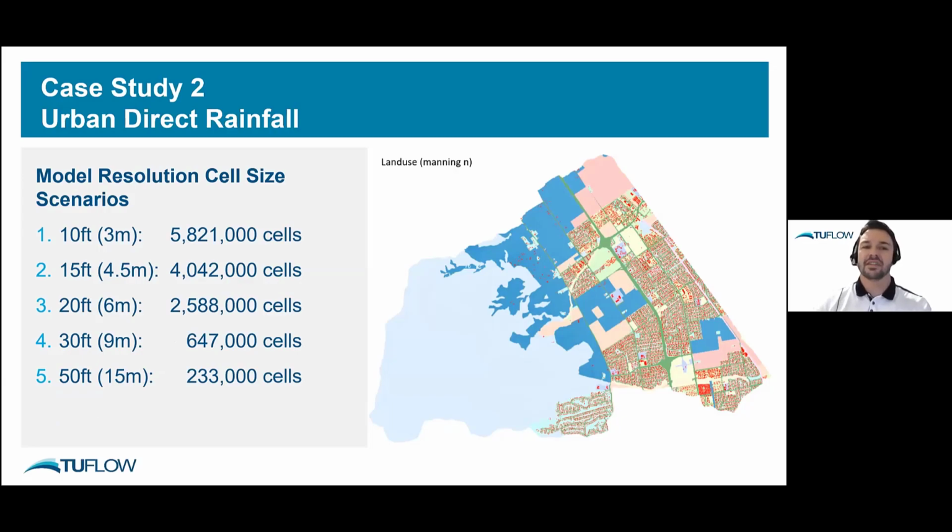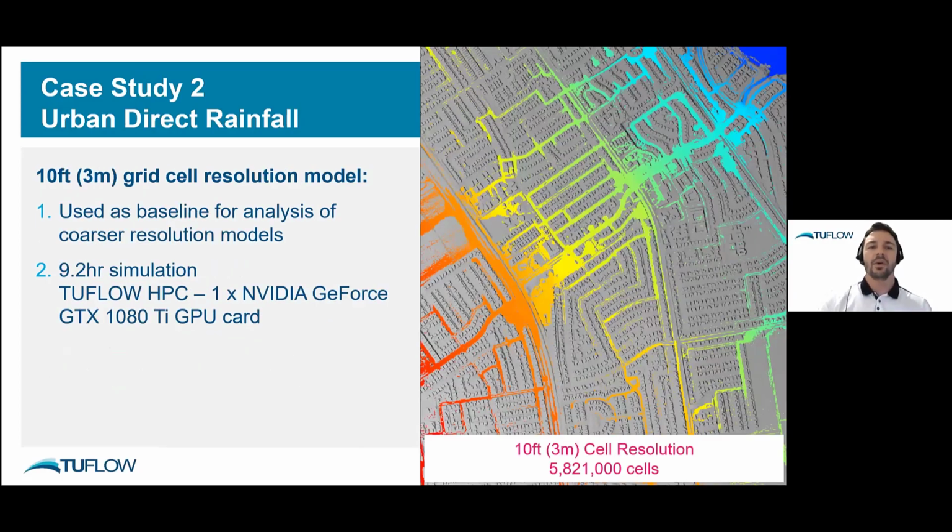I've run five different test scenarios. This was in the US, so it was originally developed in feet, but I've translated that to metric units roughly. So going from 3 meters up to 15. And you can see that translates to a change in model size from up around 6 million cells down to about 200,000. Once again, I've used TUFLOW HPC, and I've used the same GPU card as in the previous simulation. It was the GTX 1080 Ti.